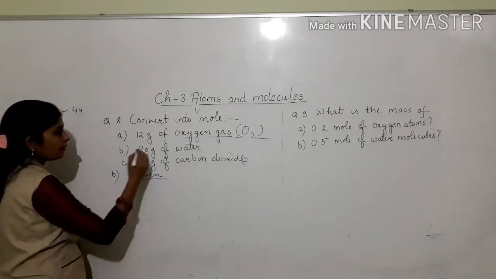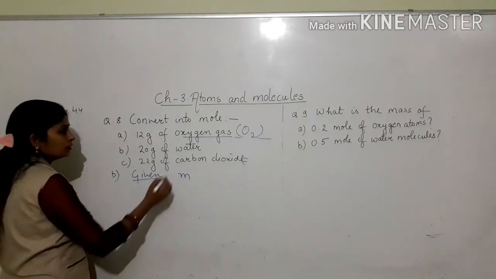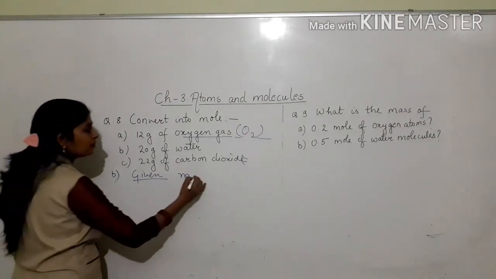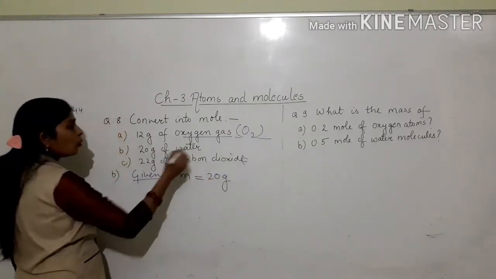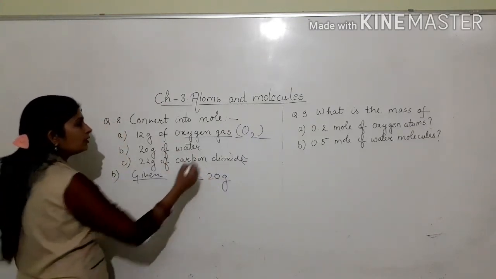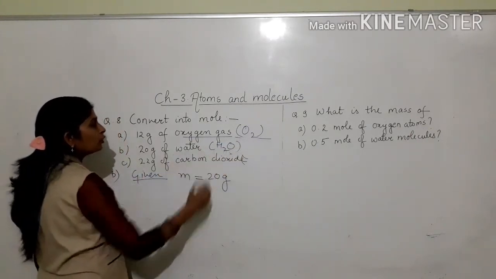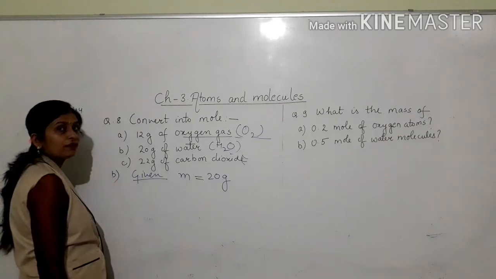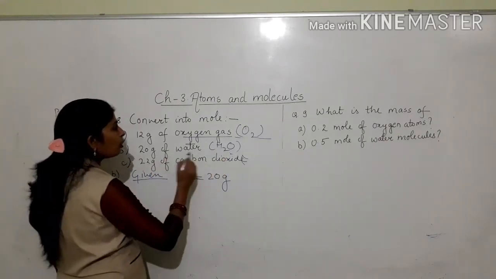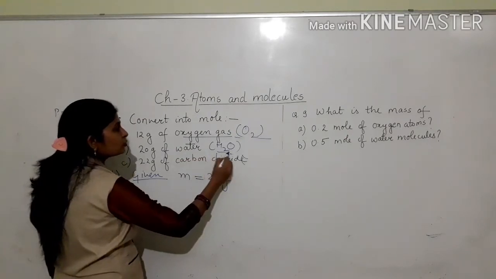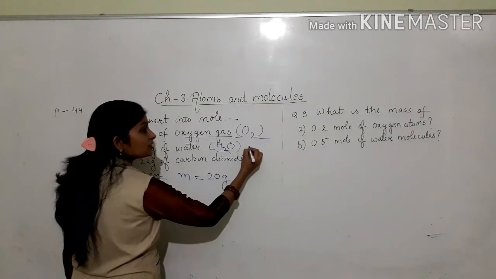What is given? Mass, denoted with small m. So small m means given mass is 20 gram of water. Water means H2O, so it is a molecule. So first of all, we will calculate its molecular mass. See, one molecule of water H2O has two hydrogen atoms. One hydrogen atom has mass 1 U.